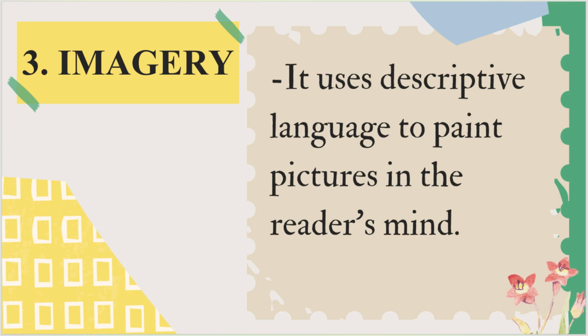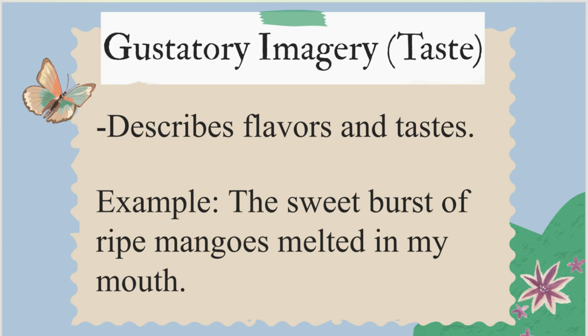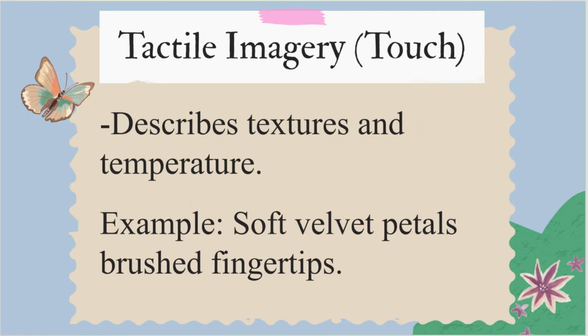It uses descriptive language to paint pictures in the reader's mind. Imagery has different types, and one of them is the gustatory imagery or the sense of taste. Gustatory imagery describes flavors and taste. An example of this is, the sweet burst of ripe mangoes melted in my mouth. Another type is the tactile imagery or the sense of touch. It describes textures and temperature. An example of this is, soft velvet petals brushed fingertips.